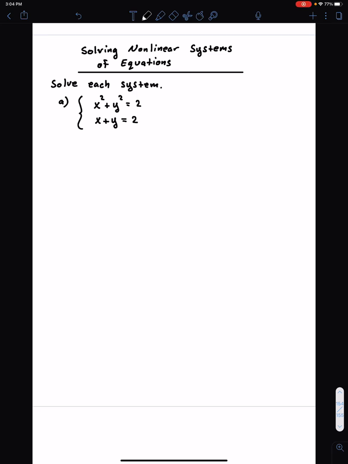Solving nonlinear systems of equations. Solve the following system. So if I were to graph this first equation, I would get a circle centered at the origin with the radius of √2. And this equation is a line.